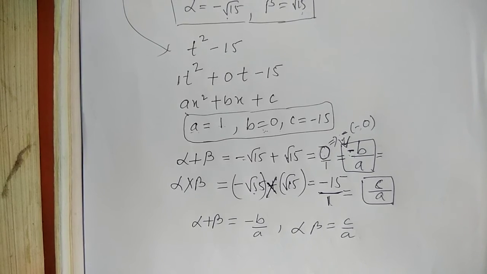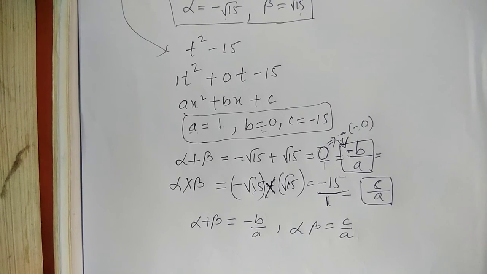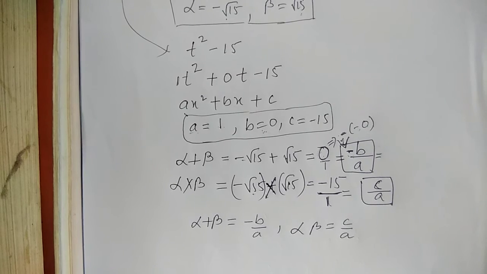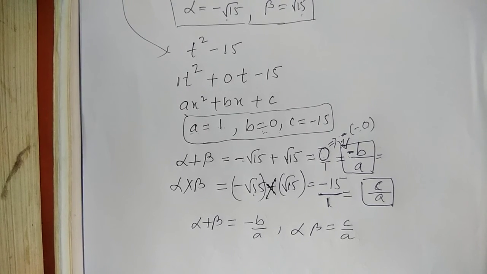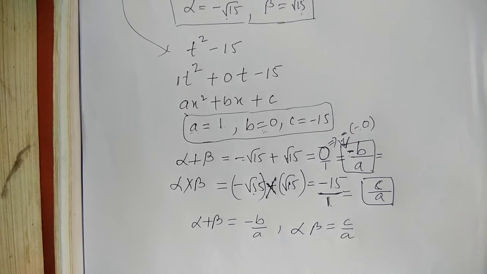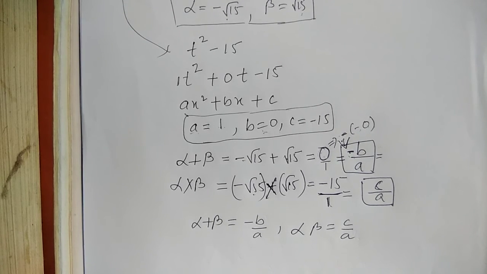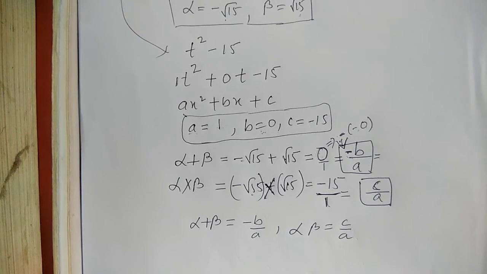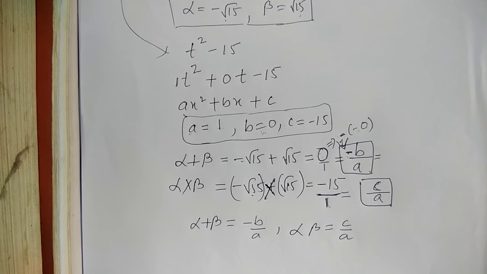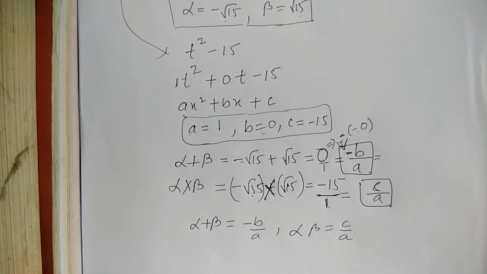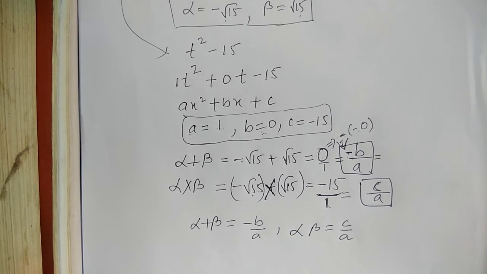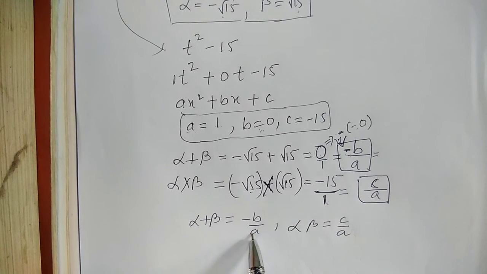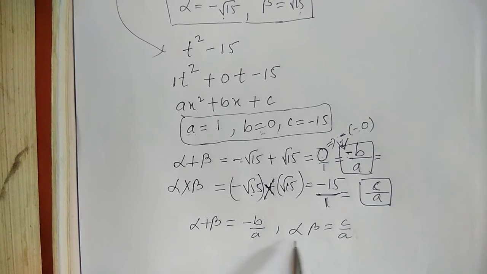So we got the relation: alpha plus beta is minus b by a and alpha into beta is c by a, always. If they ask the question in the exam, what is the relation between coefficients and roots of a quadratic polynomial, you should write alpha plus beta equals minus b by a and alpha into beta equals c by a. This is the relation. If a quadratic polynomial is given and they ask to find the sum of roots and product of roots, by using this you can find the sum of roots and product of roots.